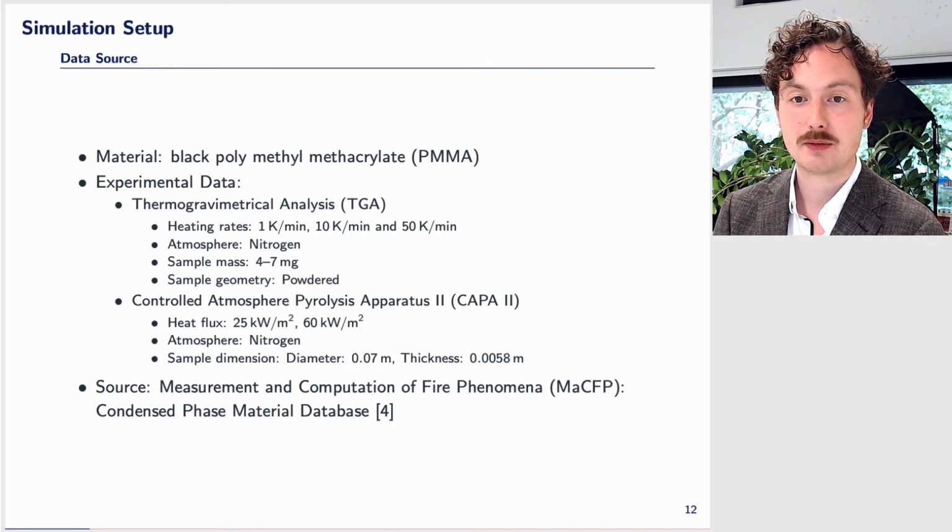Data obtained with the Controlled Atmosphere Pyrolysis Apparatus 2, CAPA 2, under an external heat flux of 25 kilowatt per square meter was used as a target to generate the thermophysical parameters like density, conductivity, etc. Data of both experiments were taken from the Condensed Phase Material Database of the Measurement and Computation of Fire Phenomena group.